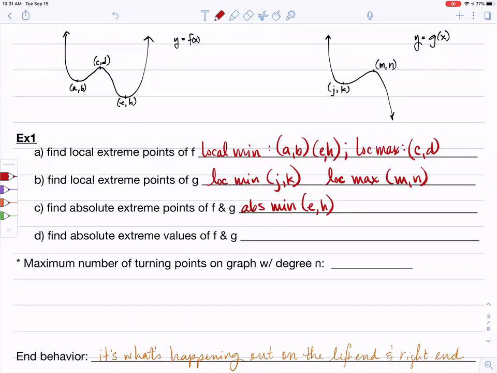All right, part D, find the absolute extreme values of graph F and graph G. Let's see here, Becca, what do you think about that one? The absolute extreme values.